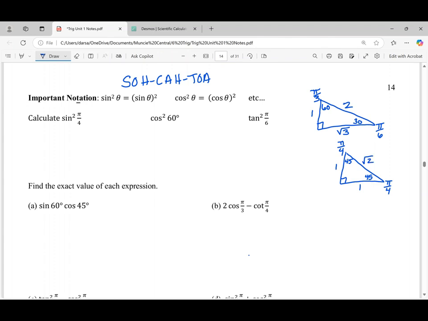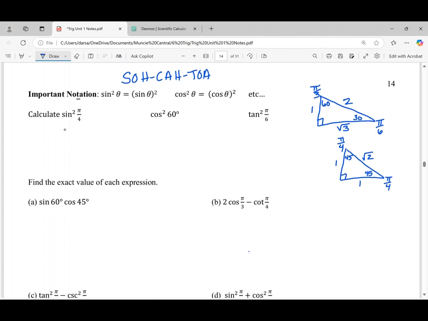Now, what is sine squared of pi over 4? Well, first we need to remember that the sine of pi over 4 is going to be 1 over the square root of 2. But what we want is sine squared. So that's going to be 1 over the square root of 2, squared. And when you square a fraction, we square the top and the bottom. So 1 squared is 1, square root of 2 squared is 2. So the sine squared of pi over 4 is 1/2.